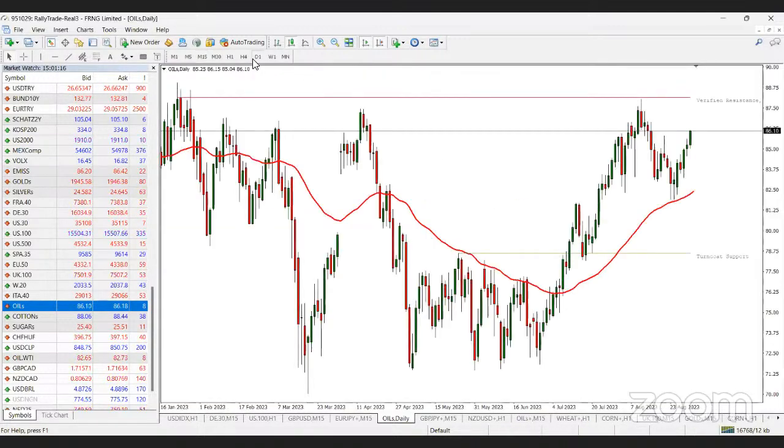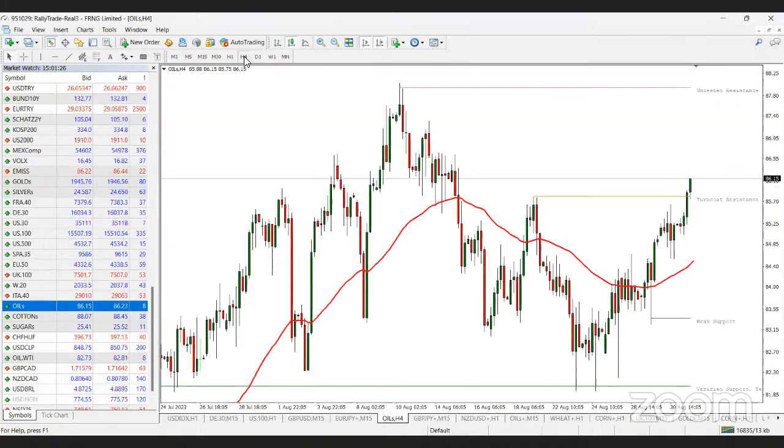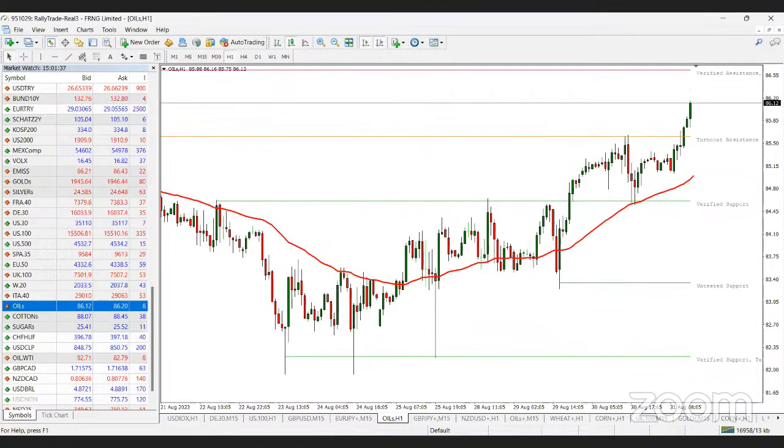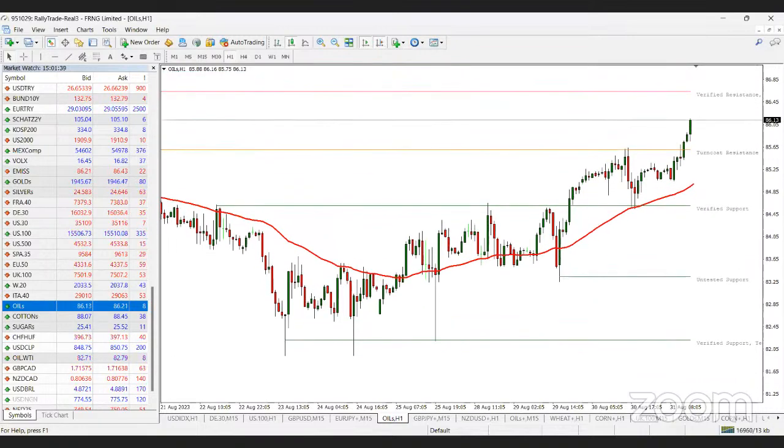I think oil has been pushing up for a couple of hours now. Oil has been pushing up and it's not looking like it wants to slow down. Remember what I told us about? Okay, let's look at it on 1 hour. Okay, good. So this is oil on 1 hour.